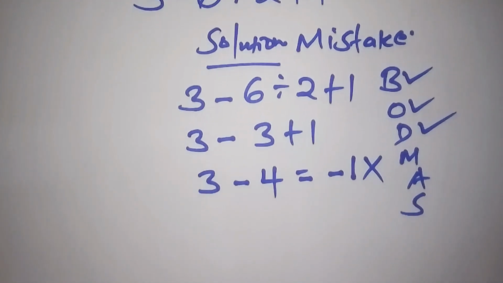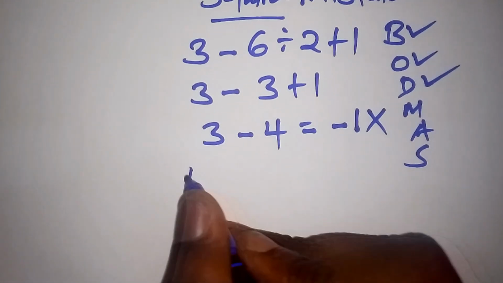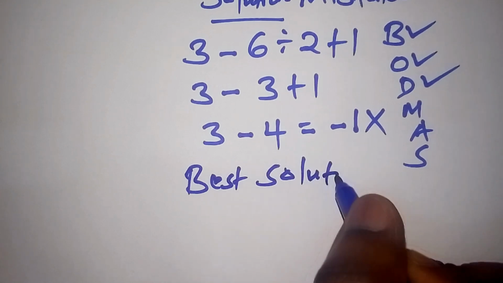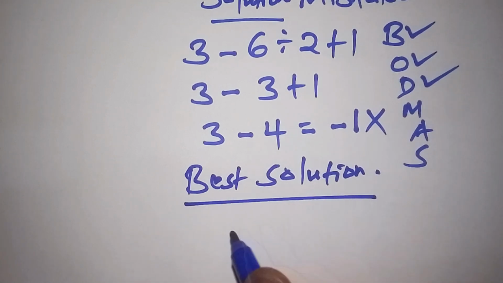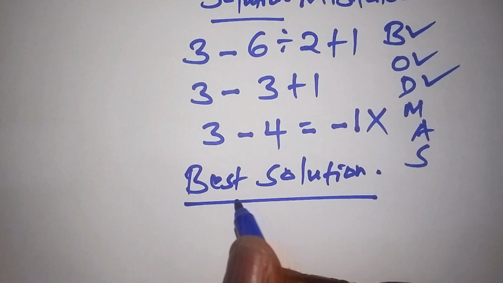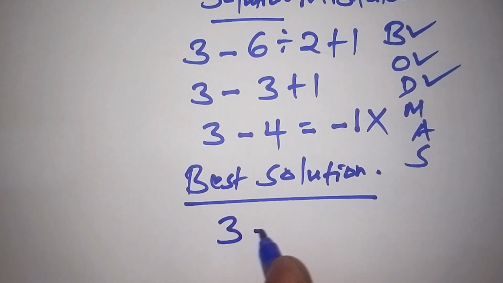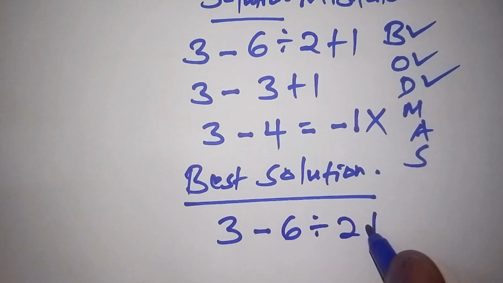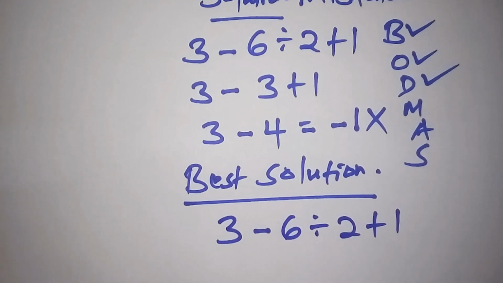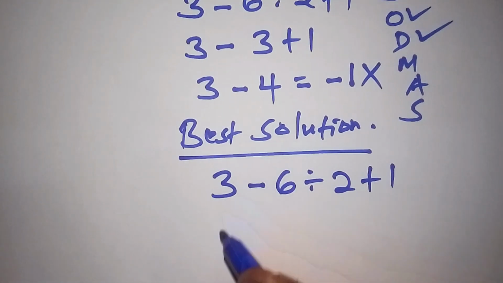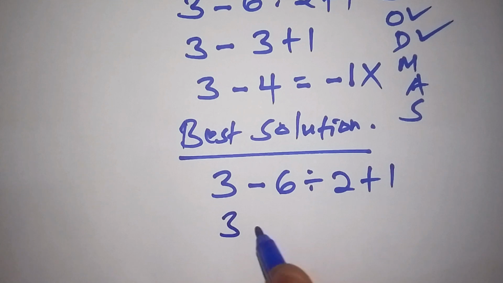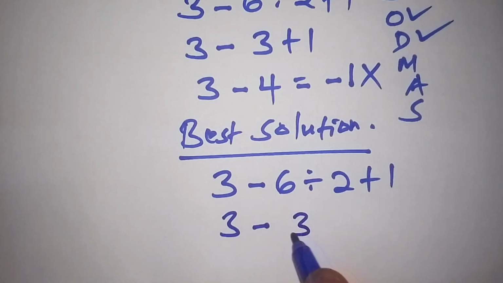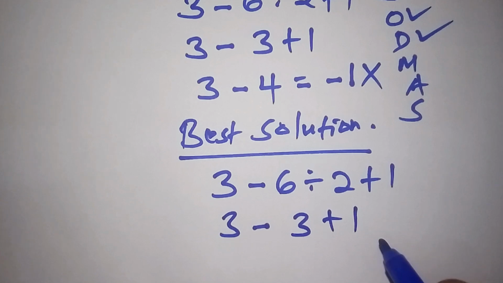So let me now give you the best solution. Let us work it out in the best way. So it is like this. Let me work out our maths problem: 3 minus 6, then divided by 2 plus 1. So this one is our best solution. We shall now work it out. 3 minus, so 6 divided by 2, our answer is 3, then plus 1.